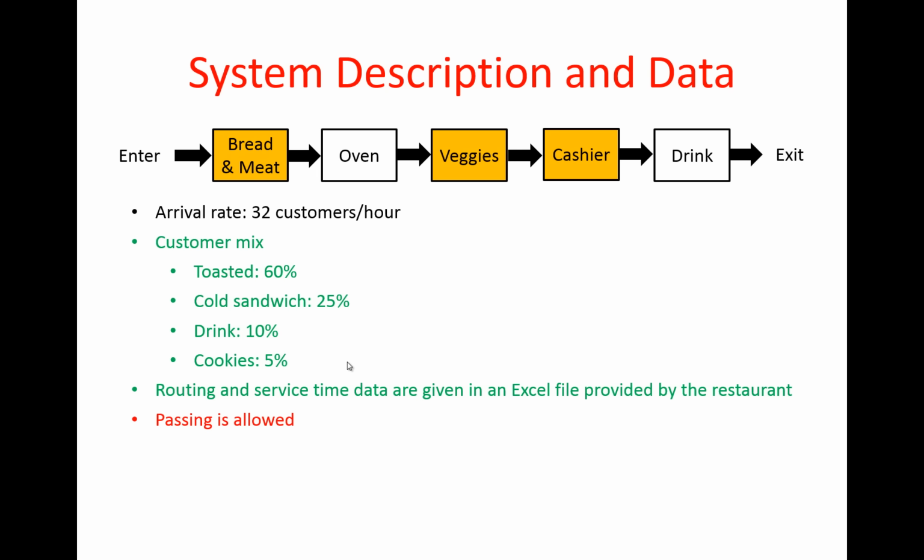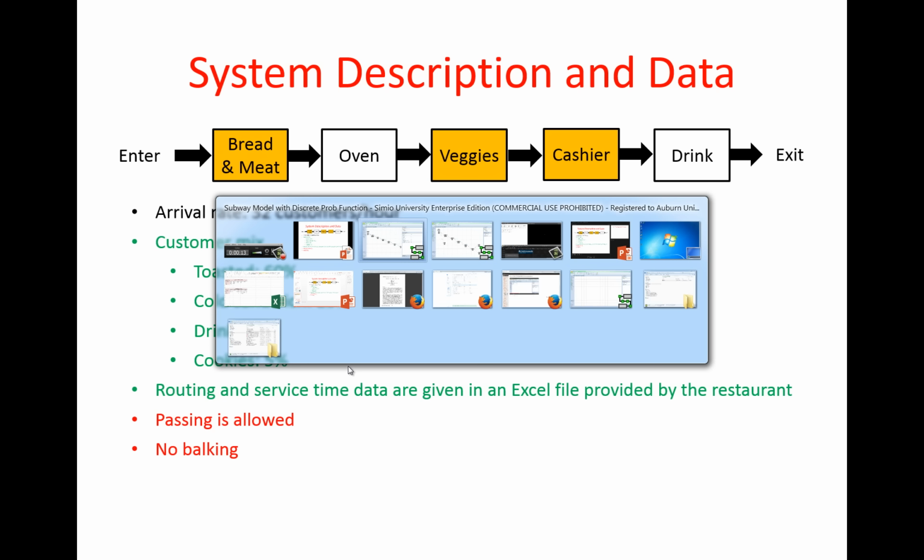This time we're going to assume that passing is allowed, so we don't have to maintain first in, first out throughout our system. And we are also going to assume that we don't have balking. Before we go to Simio and start building this model, I would like to do a quick recap on the 2 models that we built in the previous labs based on this subway example.